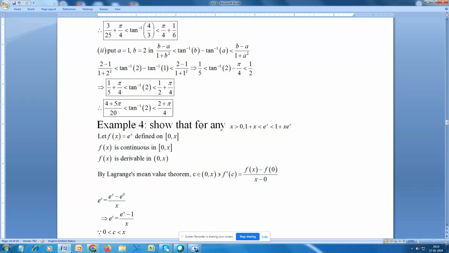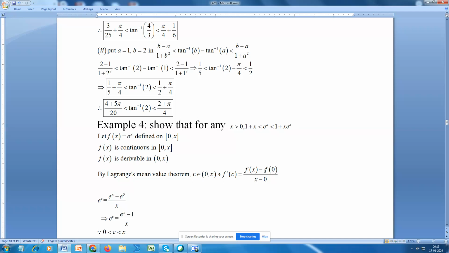Also, show that for any x greater than 0, 1 plus x less than e power x less than 1 plus x e power x. Here the function involved is e power x. So take e power x as a function in the closed interval 0 comma x. It is an exponential function, so it is continuous in the closed interval 0 comma x and derivable in the open interval.